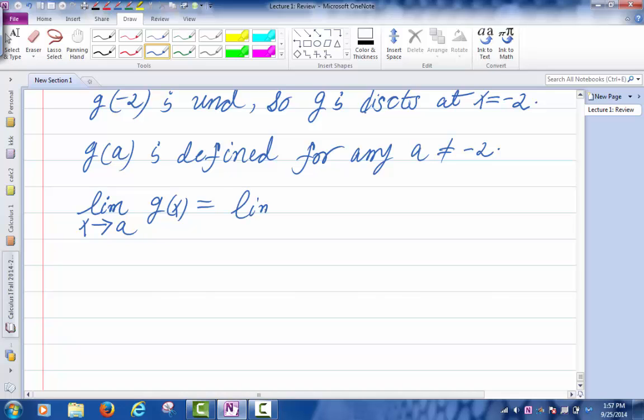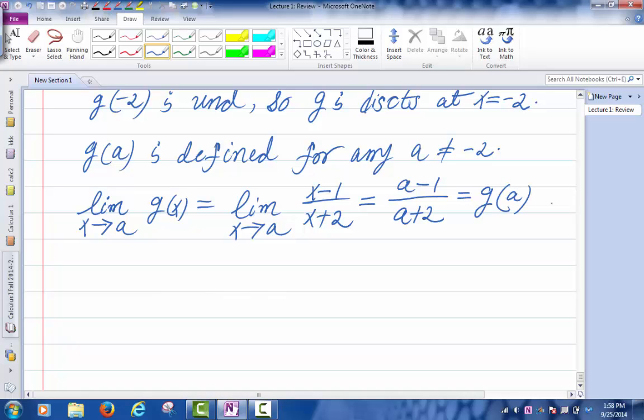What is the limit of the function g of x as x goes to a? Well, that's the same as the limit as x goes to a of the rational function x minus 1 over x plus 2. And how do we find the limit of a rational function when the limiting point is in the domain of that function? Remember, a is not negative 2. So when I plug in a, it doesn't make the denominator 0, so I can just find the limit by plugging in. So this will be a minus 1 over a plus 2, which is exactly the same as the value of the function at a, obviously.